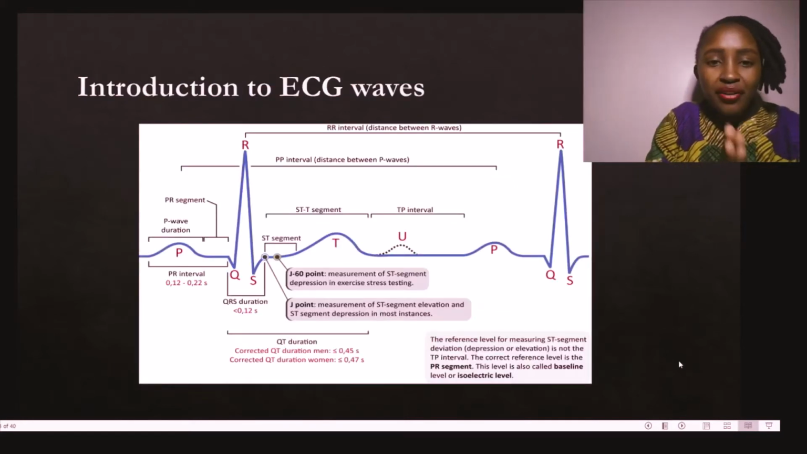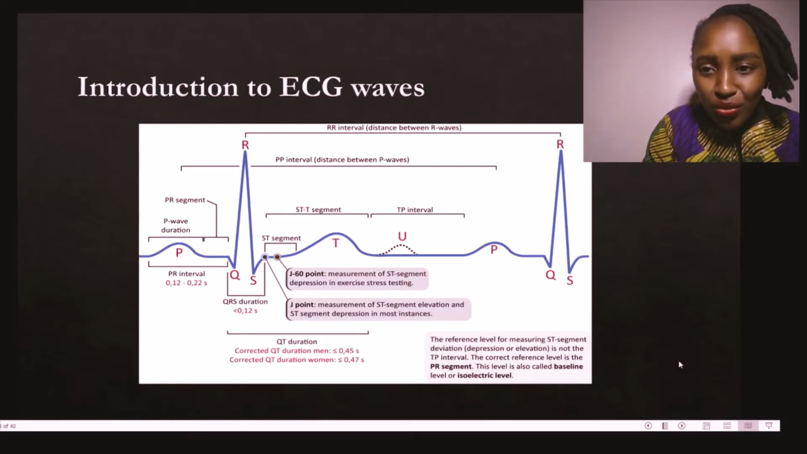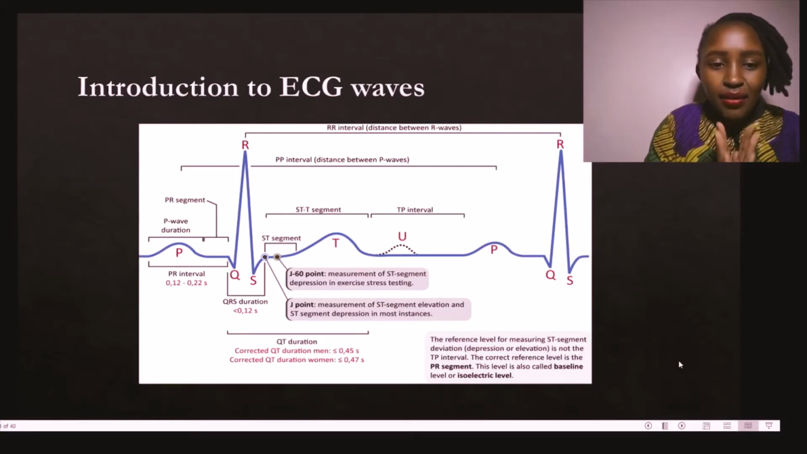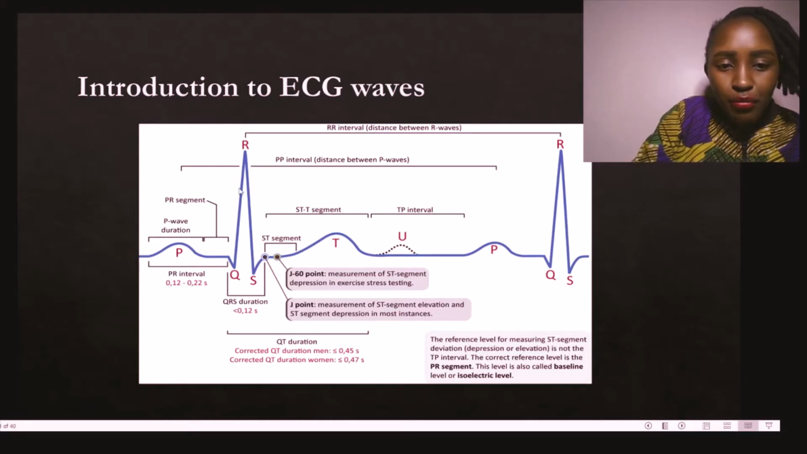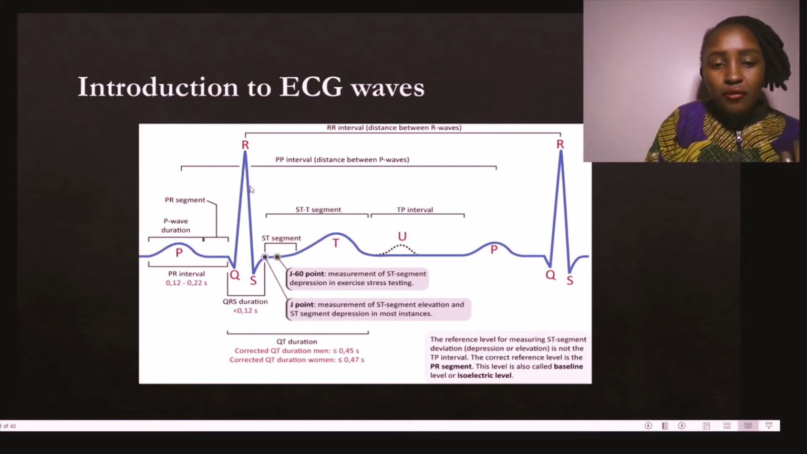So on my diagram here is an introduction to ECG waves, and I had said these waves correspond to the electrical activity of the heart from the four chambers. So the first wave right here, we have the P wave, and it is usually smooth and curved. This wave indicates the activity or the depolarization of the atria. Since we have two atria, the left and the right, when they are both contracting, that is when we get the P wave.